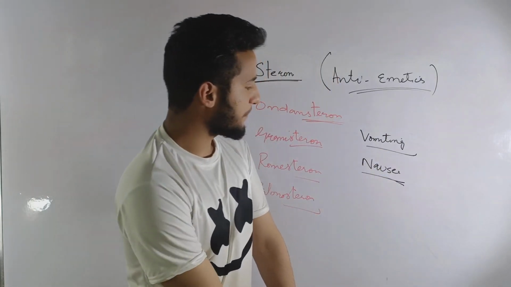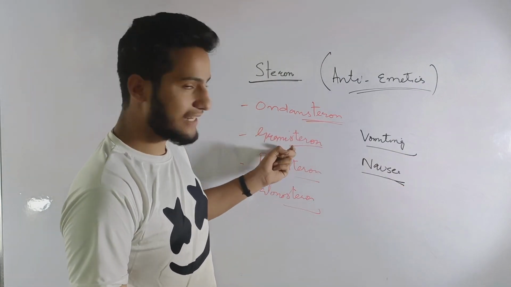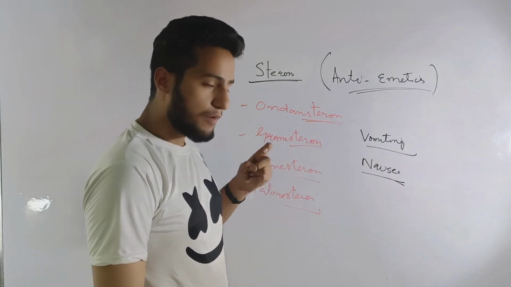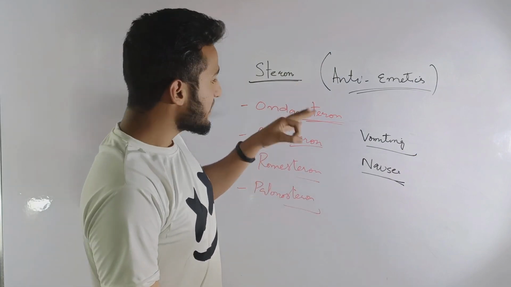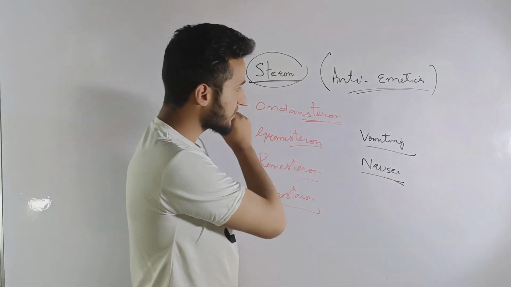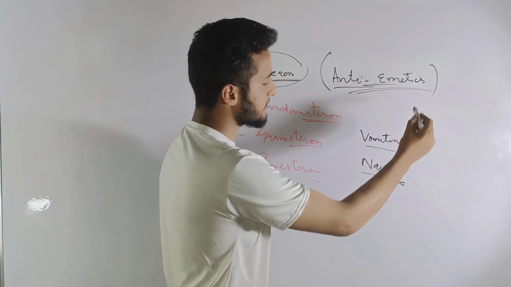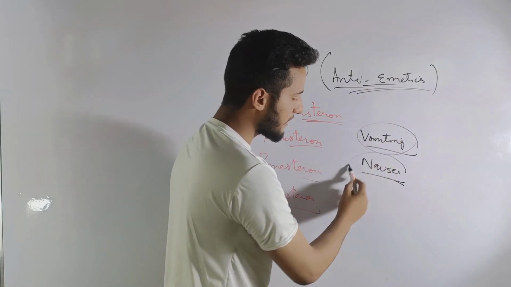Whenever any patient suffers from vomiting or nausea, we can give them ondansetron, granisetron, and similar drugs. Any medicine that contains setron as the suffix, the first thing that should come to your mind is that these are antiemetics, and they are given in the case of vomiting and nausea.